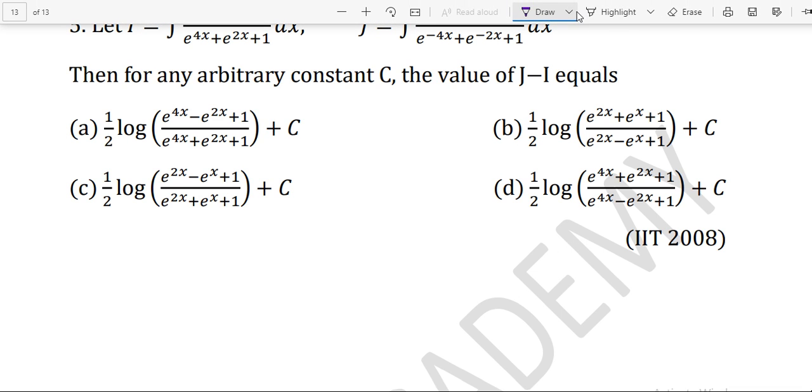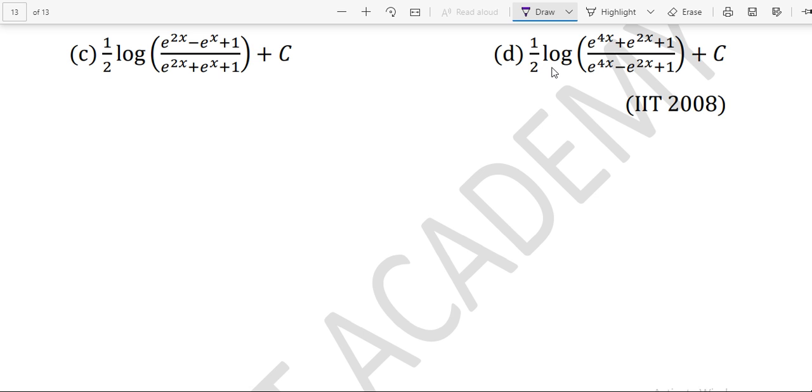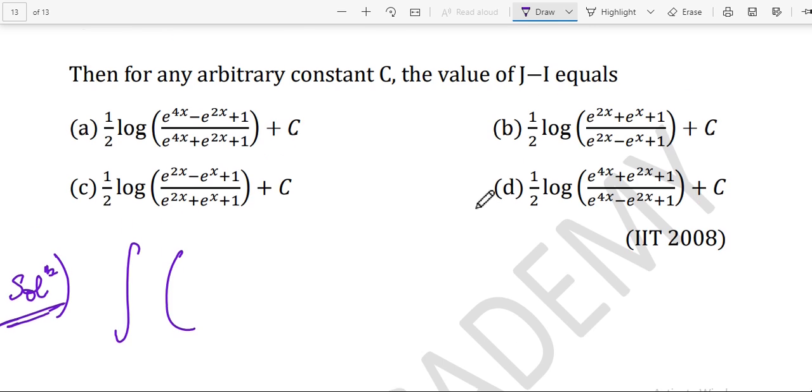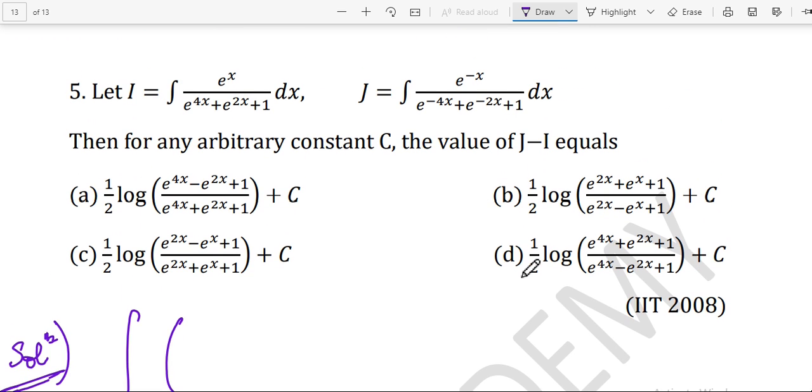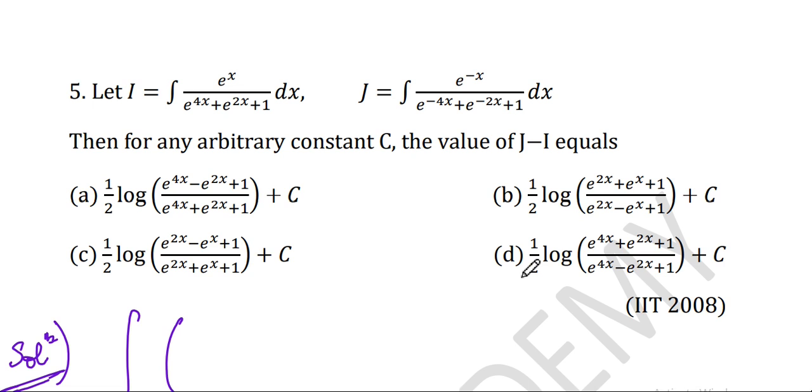So let's see. So let us write down j minus I. Let's do the solution. Integration. J minus I we have to do. So j minus I is just simply e to the power x, and this is e to the power 4x plus.